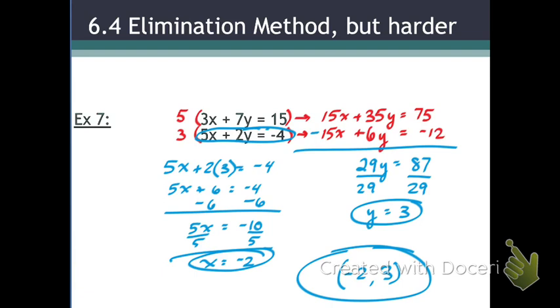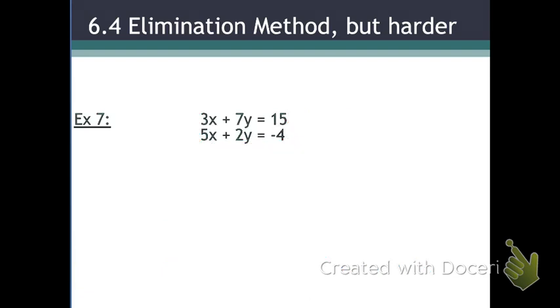All right, let's do one more example. We probably have time for 2 more here. Let's do 2 more examples.